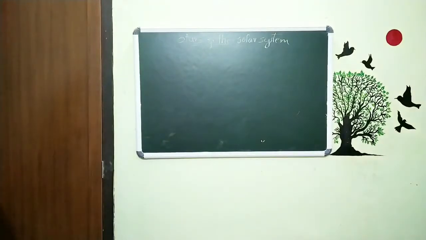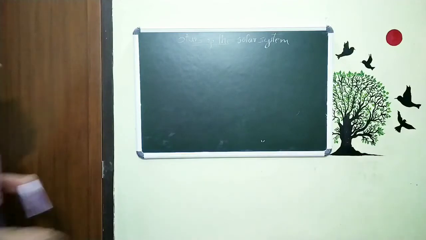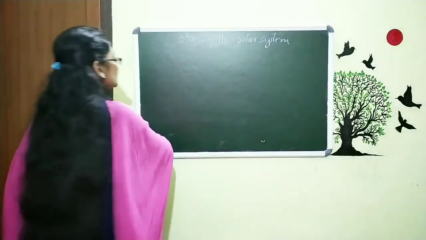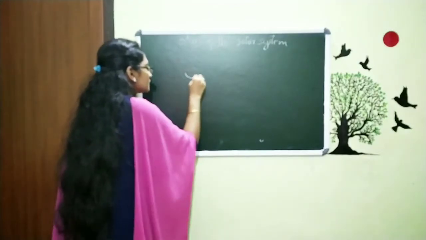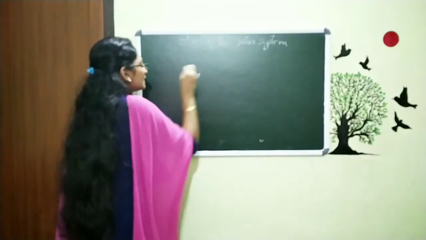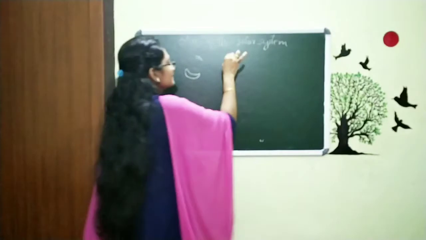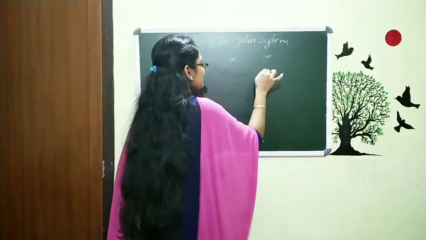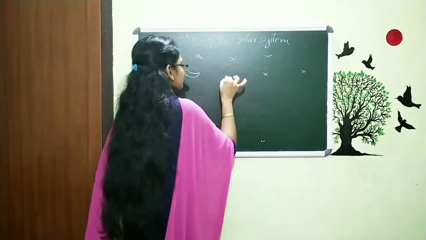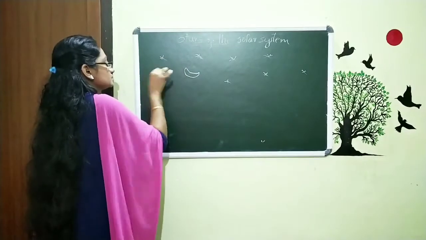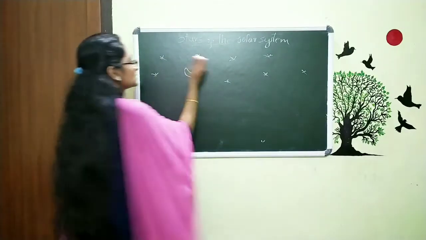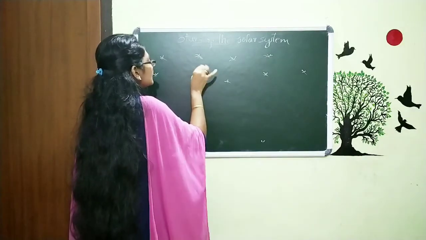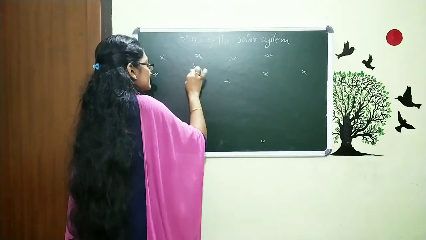We can see stars at night. This is a night sky and there is moon. Some days we have moon. And the stars are present in our sky. And after some time, the sun arrives.